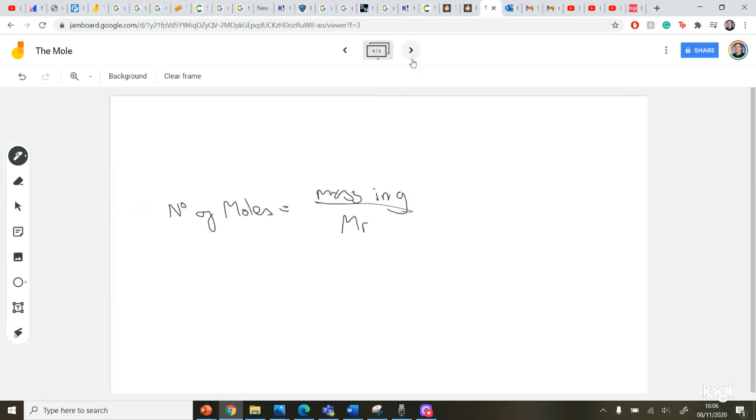It is a nice formula to find out the number of moles in a given mass. The number of moles equals mass in grams of an element or compound divided by the MR of the element or compound.